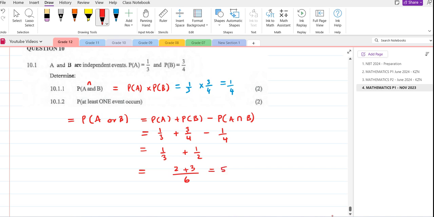I hope you guys understood that. Moving on to the next question. I think this should be fine. Yeah, you can add 1/3 and a half. 1/3 is 2 out of 6. A half is 3 out of 6. So 2 plus 3 out of 6, 5 out of 6. We should be good. The next question.